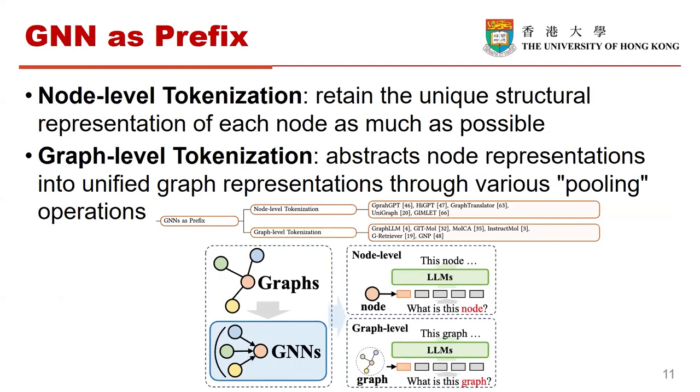The first category I'd like to talk about is GNNs as prefix. It can be further divided into two classes. The first class is node level tokenization, which retains the unique structural representation of each node as much as possible. The second category is graph level tokenization, which abstracts node representations into unified graph representations through various pooling operations. The node level and graph level graph tokens are fed into the LLMs with the natural language tokens and subsequently handle different graph learning tasks such as node classification, link prediction, and graph classification.